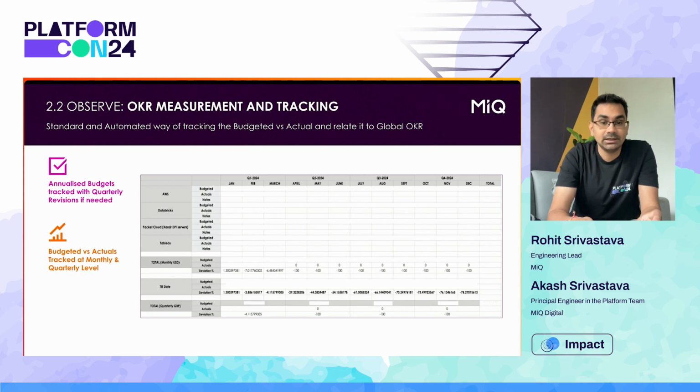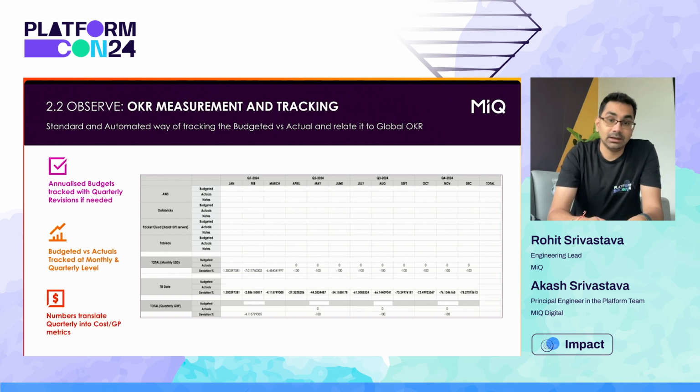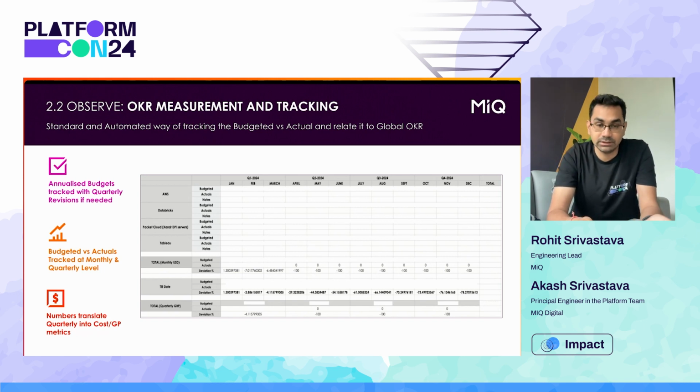As you can see, if you look at the bottom row, there is quarterly tracking, and there is also a month up to date and quarterly up to date, which we look across. From this number, we translate the quarterly numbers into cost per GP, which means we know our quarterly GP, we know our quarterly cost spend on product and tech infra, and hence cost per GP is basically there. This Excel sheet gets automated with the cost reporting service that Akash already talked about in the previous slides. This is our standard measurement and tracking framework.